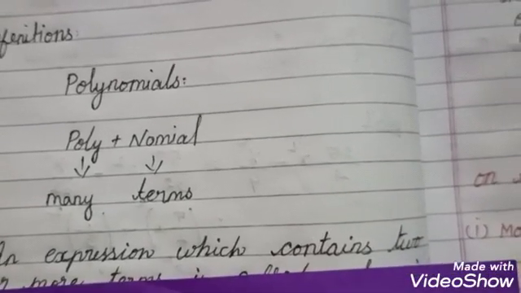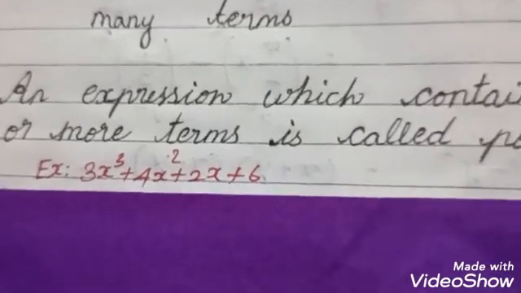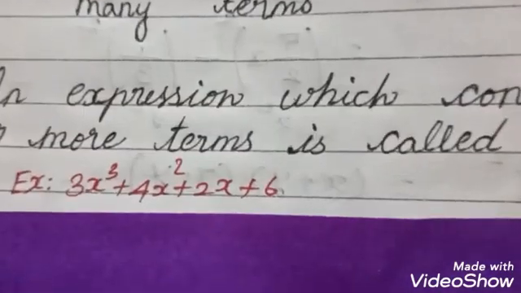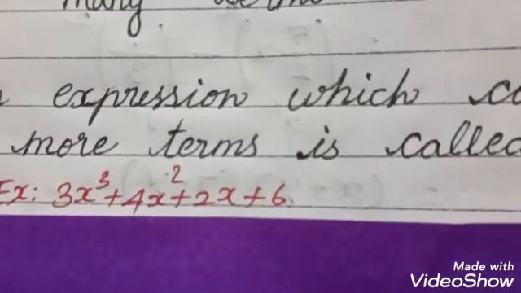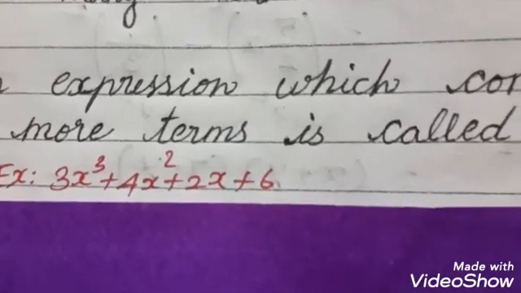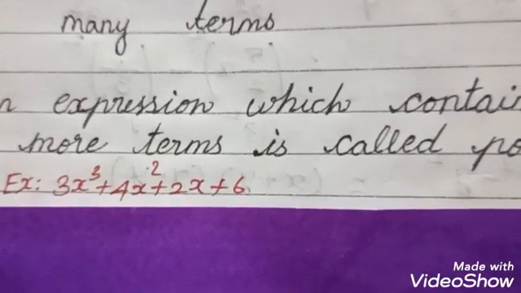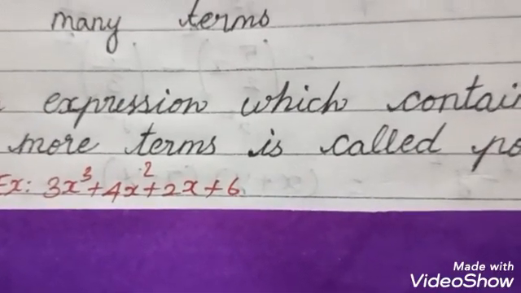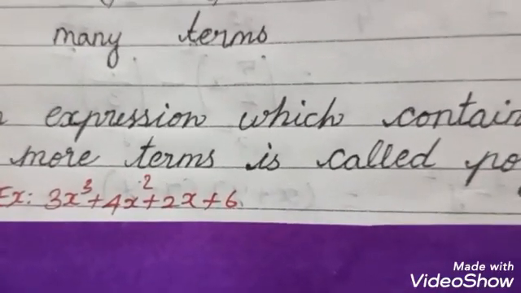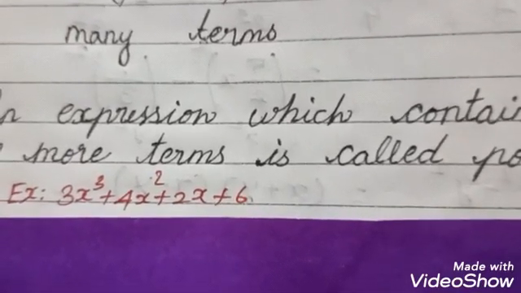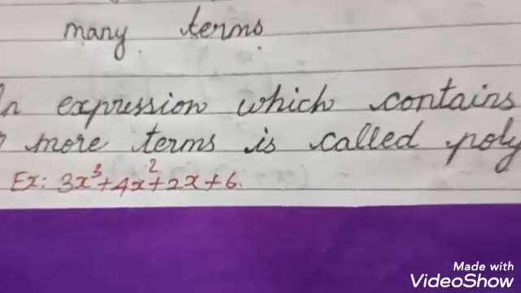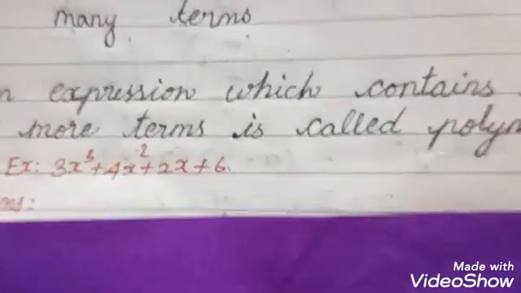I will show an example: 3x cube plus 4x square plus 2x plus 6. Here 4 terms are there. Already I told you, an expression which contains two or more terms is called a polynomial. What is meant by expression and what is meant by term? One by one I will explain the definitions.